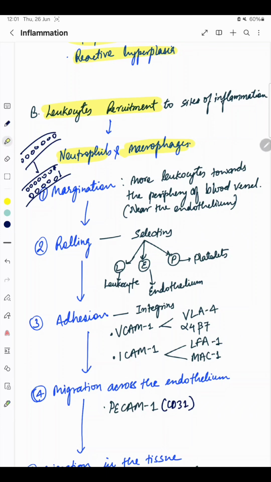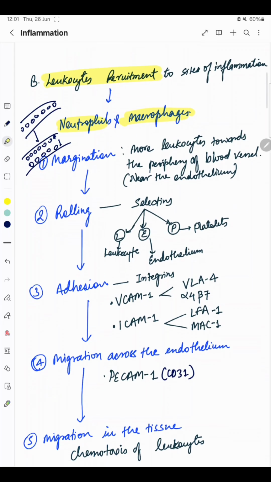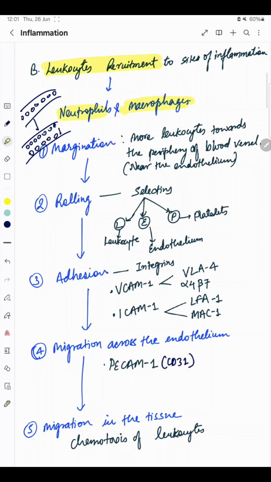Selectins are proteins. There are three types of selectin: L-selectin present on leukocytes, E-selectin present on endothelial cells, and P-selectin present on the platelets. After this rolling, there is adhesion of the leukocyte with the endothelium with the help of integrins. There are mainly two types of integrins, B-chem and I-chem.